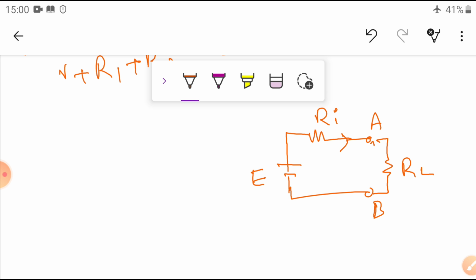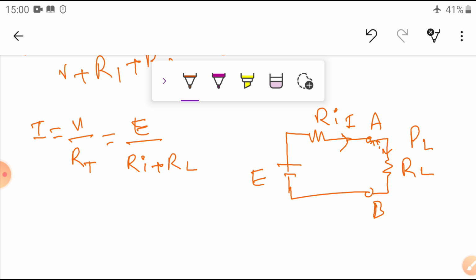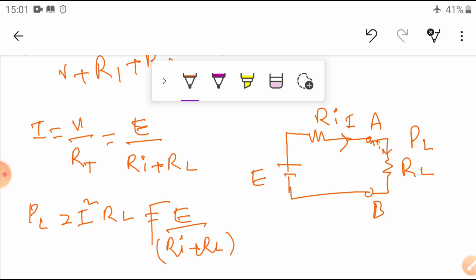Now, I want to know what is the power consumed here, PL, the power across the load. As we know, I is equal to, as per Ohm's law, V by the total resistance, that is, V is E, and RT is Ri plus RL, connected in series. So, Ri, the internal resistance, plus the load resistance. This is the equation. Now, P load is equal to I square RL. What is I square? It is E by Ri plus RL, the whole square, into RL.